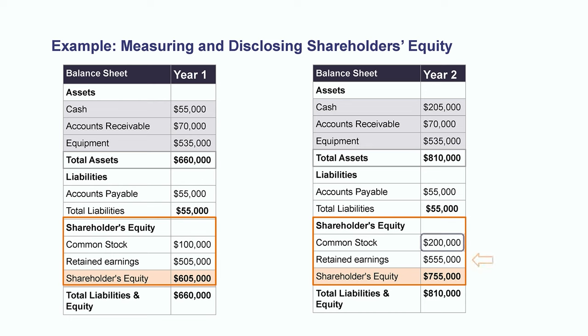But we also need to look at their retained earnings. At the end of year two, the company looks at their income statement and sees they made a total profit of $65,000. They decide to pay out a dividend to their investors of $15,000, which leaves them with a total of $50,000 remaining to be added to their closing retained earnings balance. Looking at their new balance sheet, we can see their retained earnings has now increased from $505,000 to $555,000. We now have everything we need to calculate our updated shareholders' equity balance. If we add together the common stock and retained earnings, we now have a new closing shareholders' equity balance for this company of $755,000.